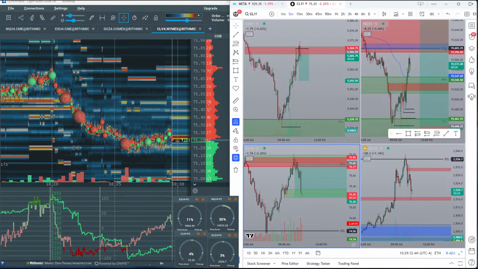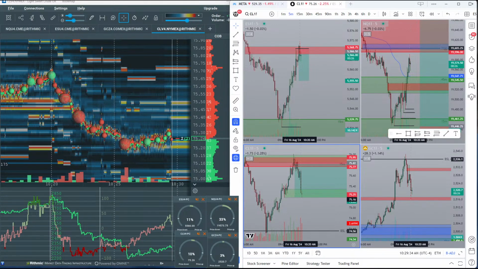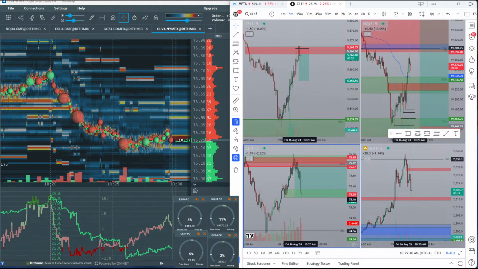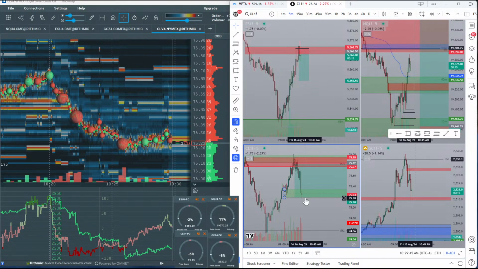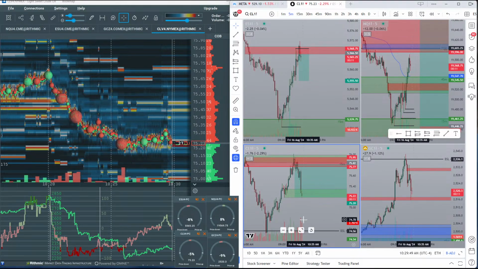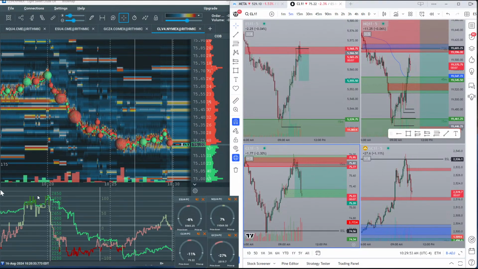Pretty solid exit so far on crude. First exit was in demand right here, 75.30. Second exit was 75.20, which is the bottom of this zone. It filled me at the way bottom, and it could still drop. If it still drops, then that's not a great exit. It is what it is. I don't care. It was still a great trade.